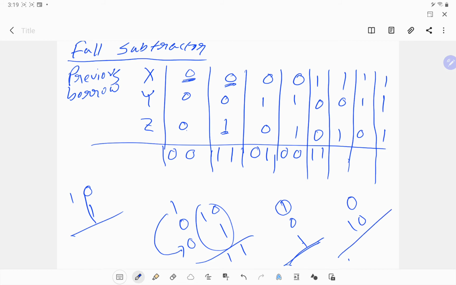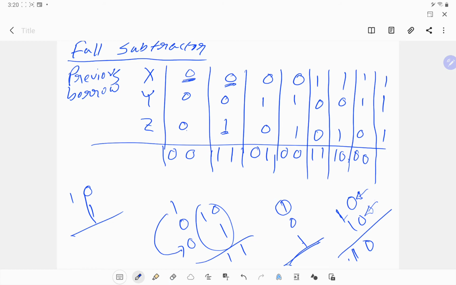So since the upper number is smaller than the lower number, we add borrow here. Okay, so we got the borrow, and then the difference is now 0. So now it is 1 0. In that case it will be 0 0. In that case, okay, 1 1 1.